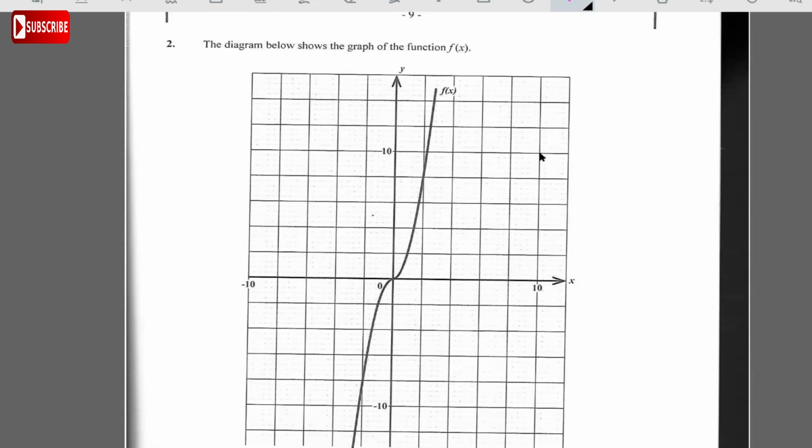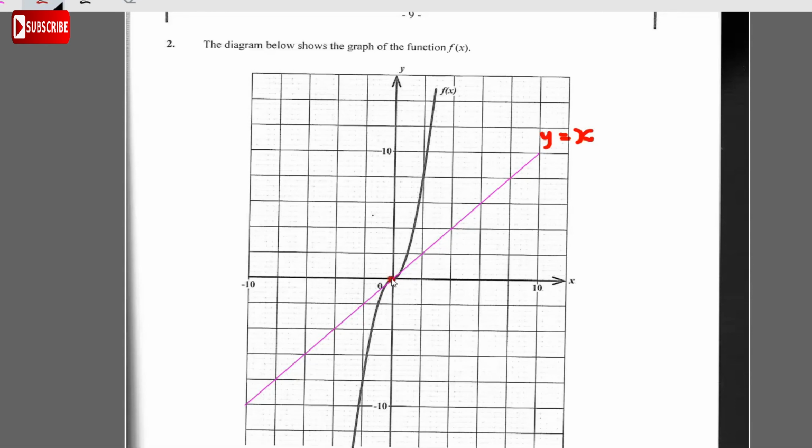So I have the point 10, 10, passing through the origin. This is just the line y equals x that I'm putting in. You might wonder why I need to do that. When I'm sketching an inverse, I like to put in the line y equals x. Next, look at this: 0, 0 is on this curve, so 0, 0 will be on the inverse as well.